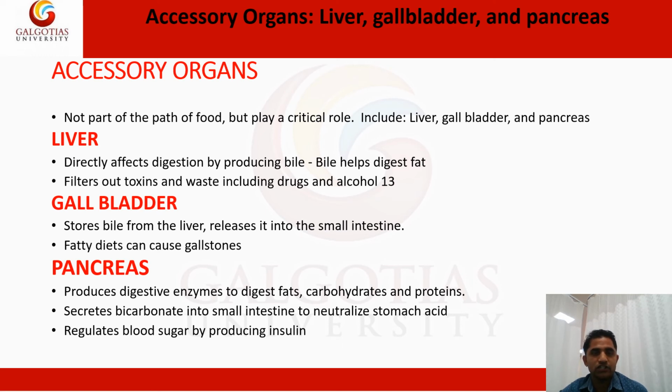And the gallbladder stores bile from the liver and releases it into the small intestine, and fatty diets can cause gallstones. And lastly, the pancreas. The pancreas produces the strongest digestive enzymes to digest fat, carbohydrate, and protein. Here is one thing you have to note about the pancreas: it secretes enzymes to digest all elements of the food, fat, carbohydrate, or protein. It also secretes bicarbonate into the small intestine to neutralize the stomach acid, and regulates blood sugar by producing insulin.